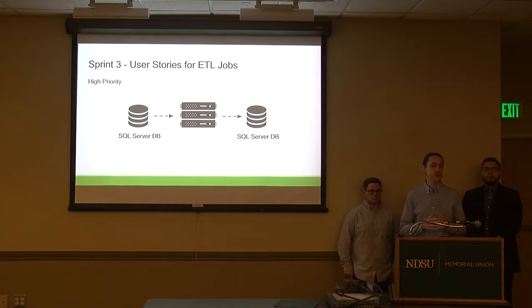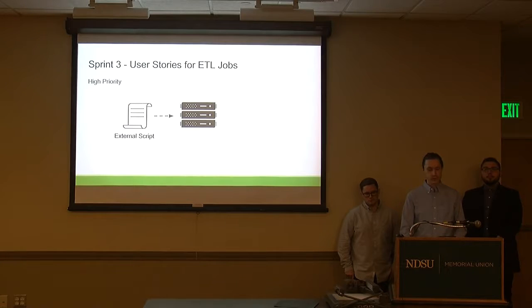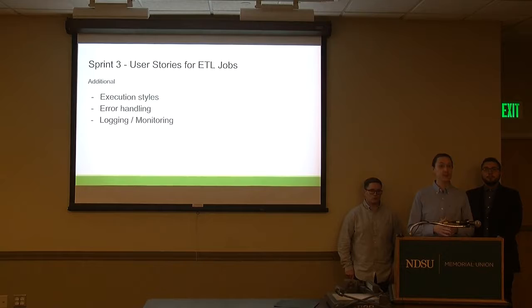In addition to that, for Sprint 3 we also focused on completing our main high priority user stories, which focused on ETL jobs. The particular high priority ones were SQL Server database to SQL Server database, file share to SQL Server, FTP to SQL Server, and running an external script in SSIS. Some additional things we looked at in Sprint 3 were different execution styles, such as running the job ad hoc or in a batch, error handling in both the different job stages and for the whole job itself, and logging and monitoring.